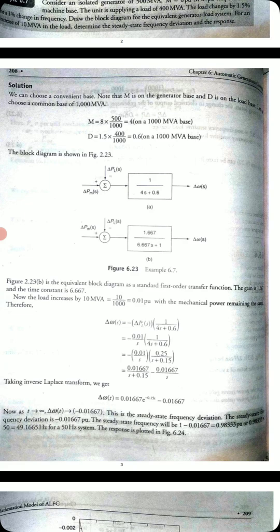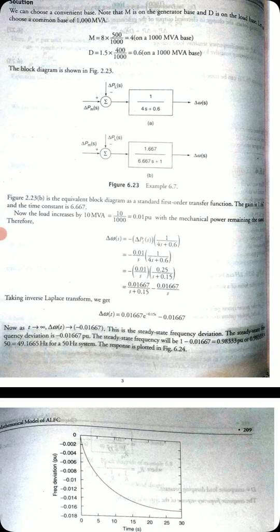0.01667 by S plus 0.15 minus 0.11667 divided by S. If you take the Laplace inverse of this, converting it to the time domain, then delta omega t is equal to 0.1667 e raised to minus 0.15 t minus 0.1667. So as t tends to infinity, delta omega t tends to 0.01667, the steady state frequency deviation, which is minus 0.01667. The steady state frequency will be 1 minus this value, that is 0.98333 per unit.